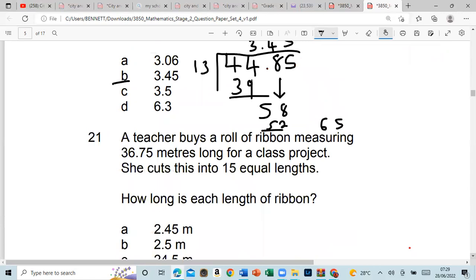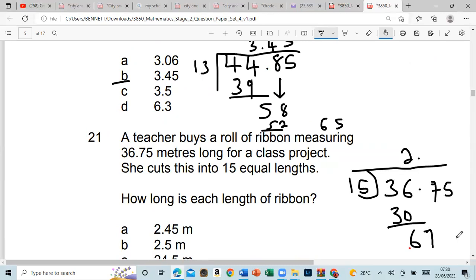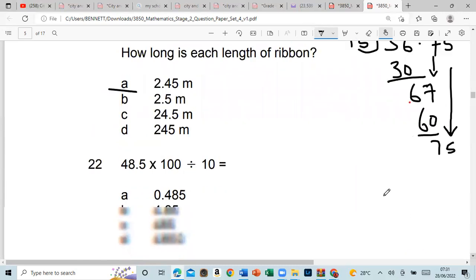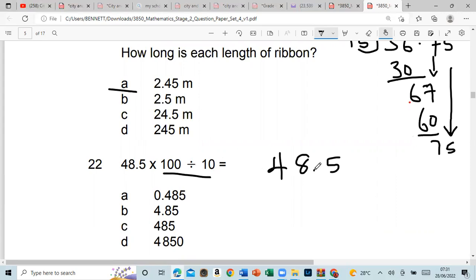A teacher buys a roll of ribbon measuring 36.7 by 50. What is 4.85 times 100 divided by 10? Watch how I go right now. Simple. If you times 100, you move two places, right? But if you divide by 10 first, you just move one place. So that'll be 485.